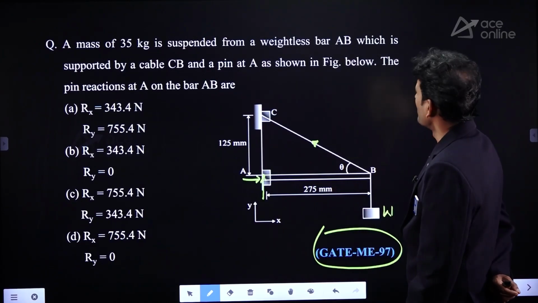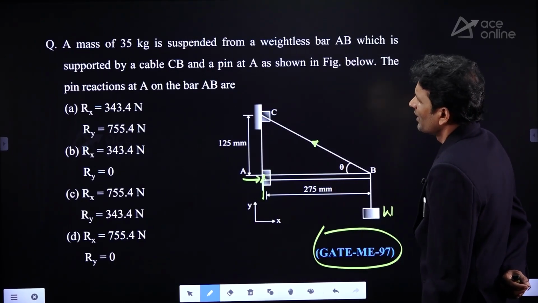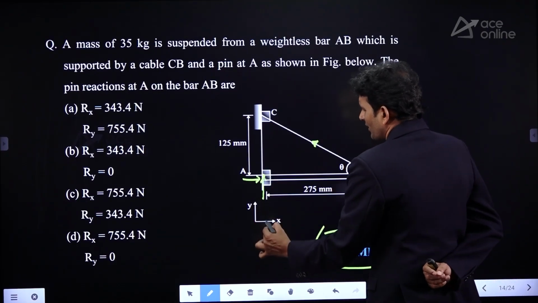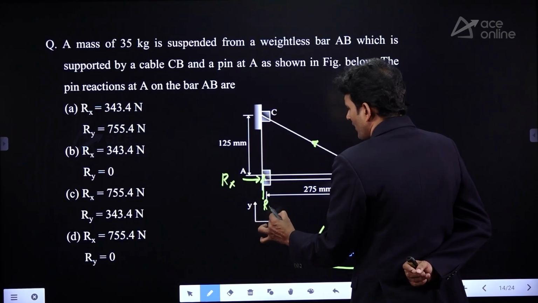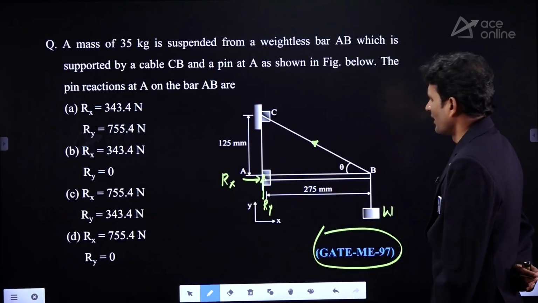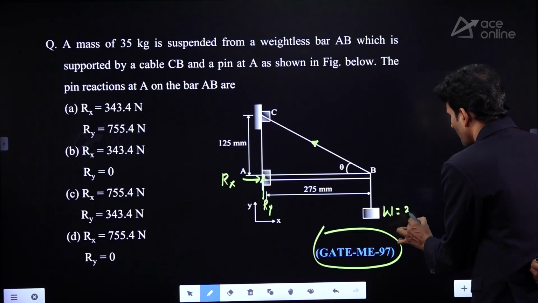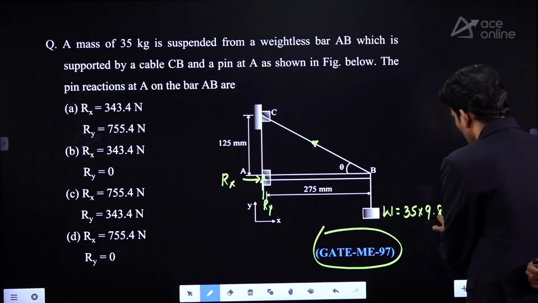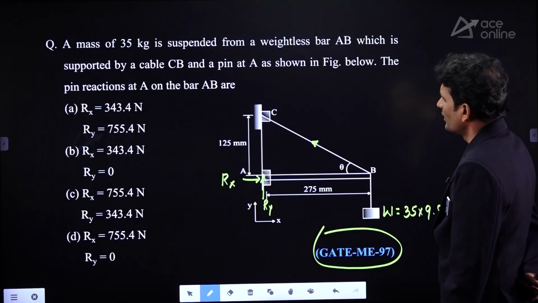Here we are having the pin support. The pin reactions at A on the bar AB, we need to find out. This is X direction, this is Y direction. Rx and Ry at point A we require. So, how much mass we are having here? 35 kg. If I take in Newton, this is 35 into 9.81 Newtons. We need to find out.